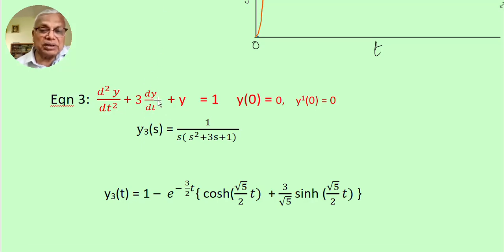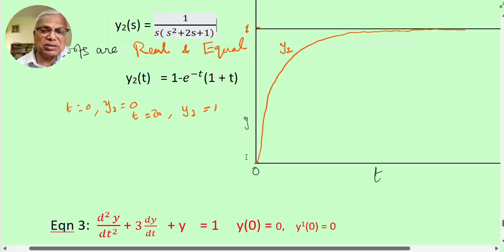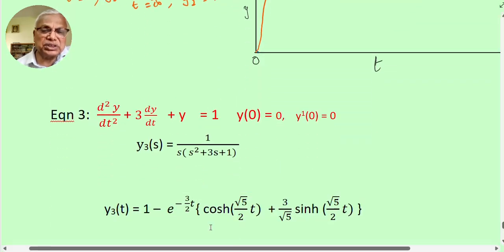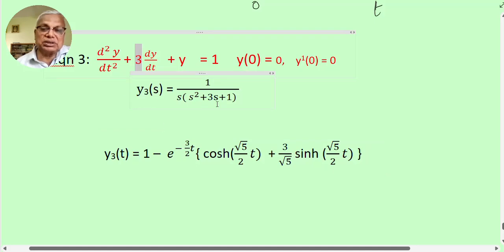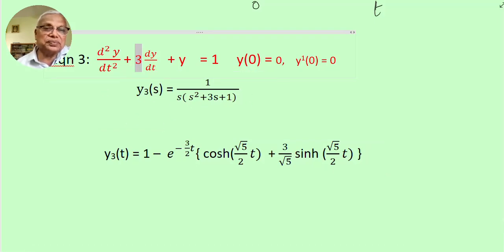Okay, now let's go to the third equation. So again, this is the third equation. The only difference is this coefficient is 3 here. The second coefficient is 3 here. The first case it was 1, the second case it was 2, and in the third equation it is 3. All other factors are the same. So here we got this Y(s) equal to this, and what will be the roots here?